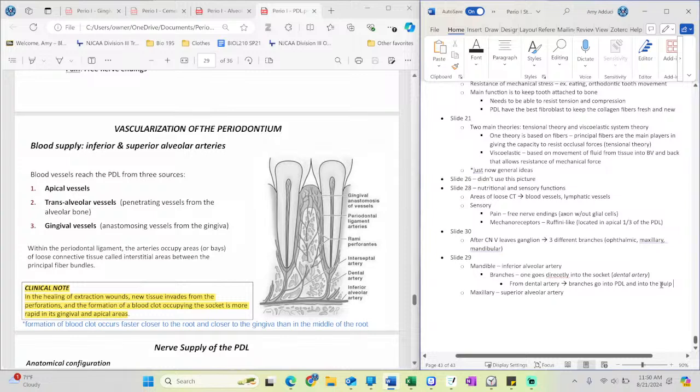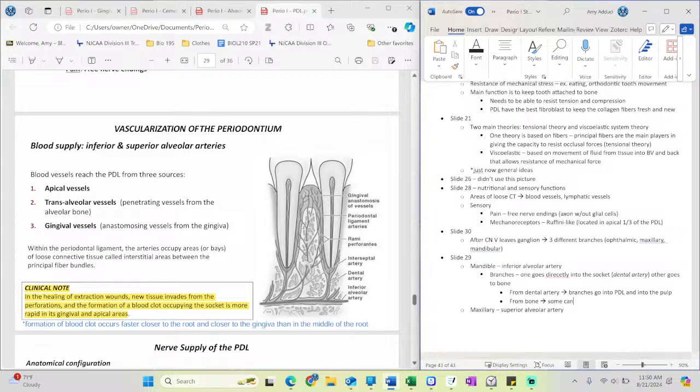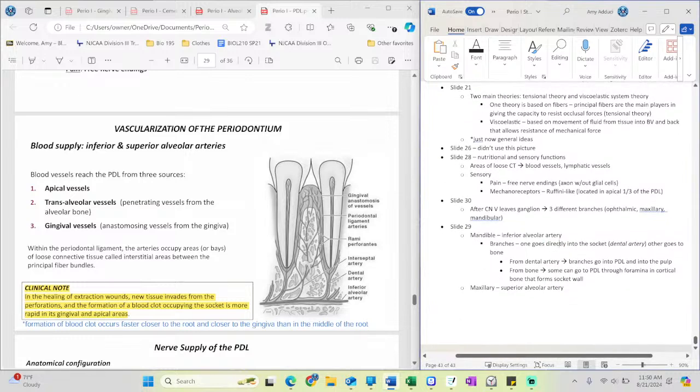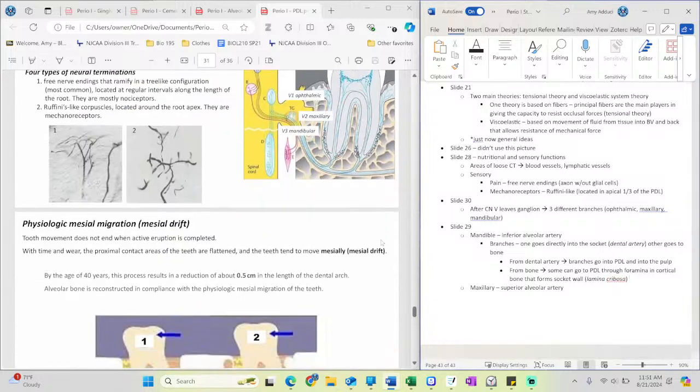And then once they are in the bone, some smaller branches can go back into the PDL through the foramina in the cortical bone that forms the socket wall. And it's because of the foramina that allow the exit of those blood vessels that we call the lamina cribrosa that cortical portion of bone in the alveolar bone proper. Okay? So I think mostly that's it.